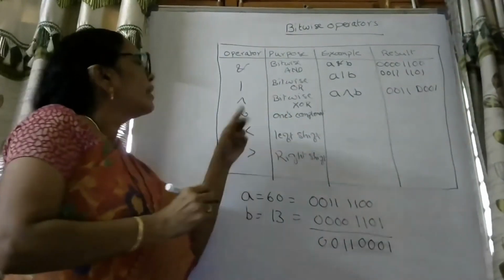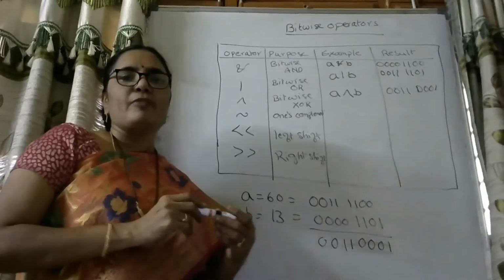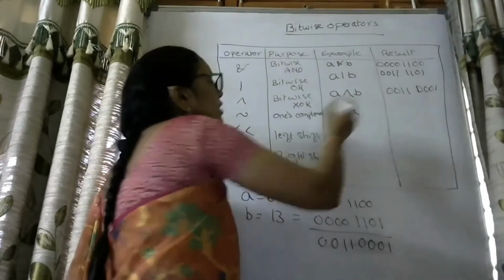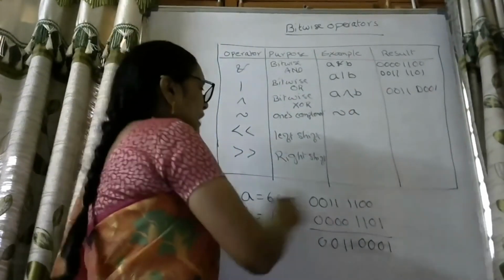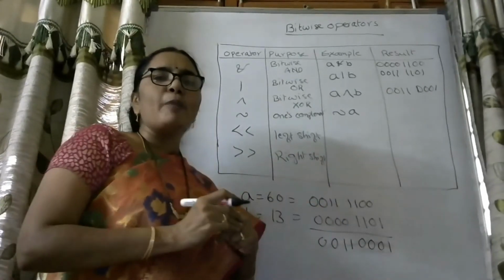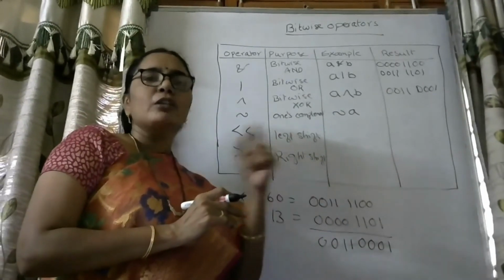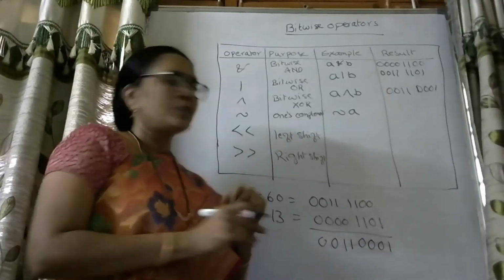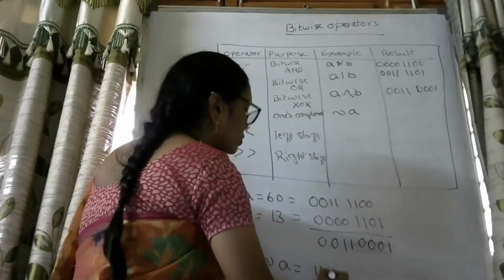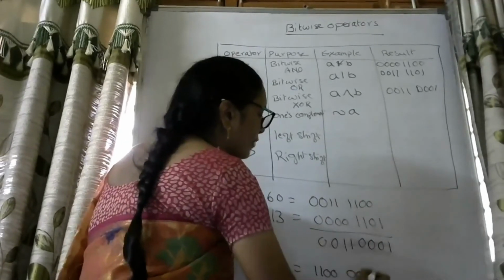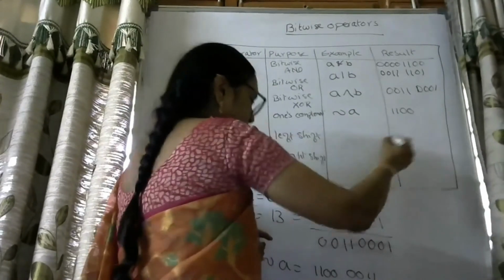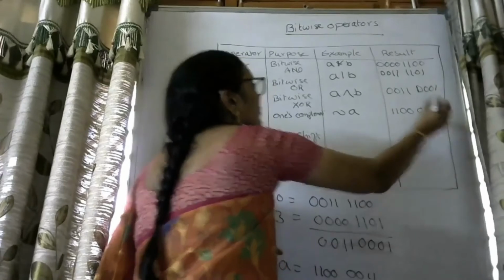Next, the tilde symbol, which is used to complement A. So I am writing complement of A. That means I have to complement A. So here, what is meant by complement? If the A contains 0, the complement of A will be 1. So if I write complement of A, it will be 1, 1, 0, 0, 0, 0, 1. I am copying the C.